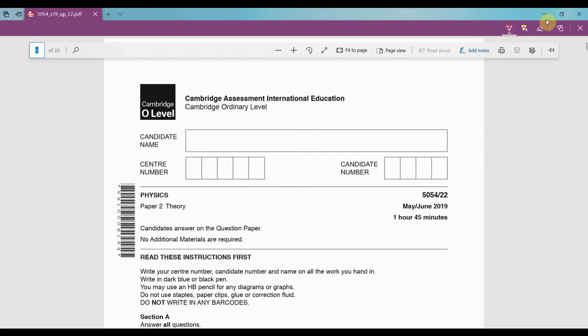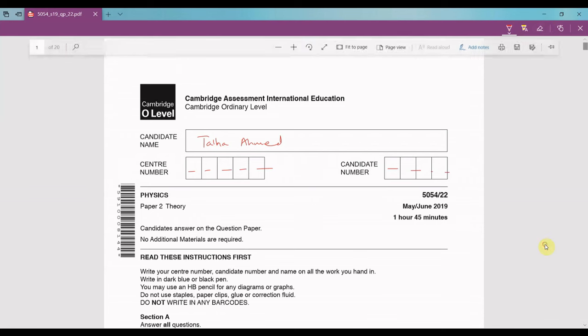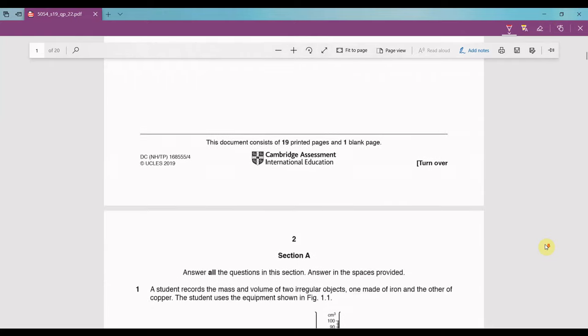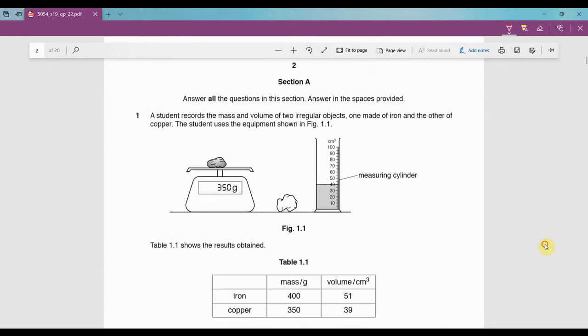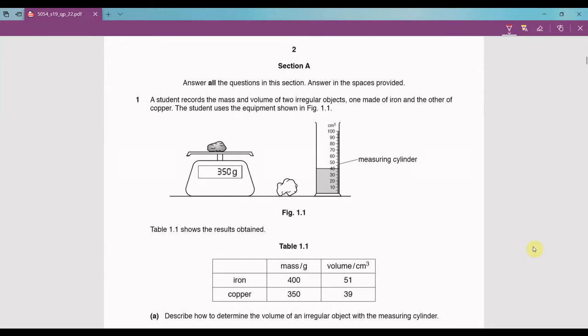We'll write our candidate name, candidate number, and then we'll get going. Obviously you know the paper format. Section A contains 45 marks, and you have to do all the questions from this section. So I'm going to start with section A.